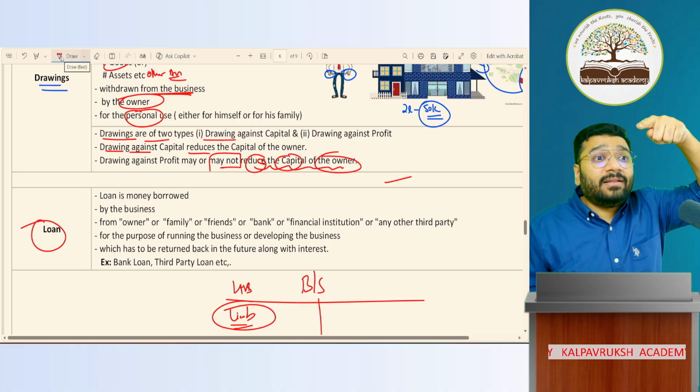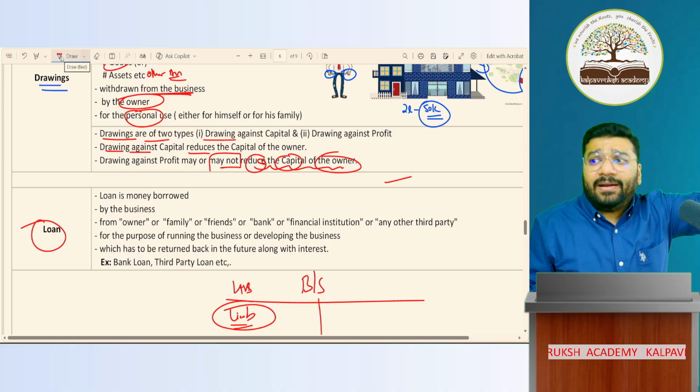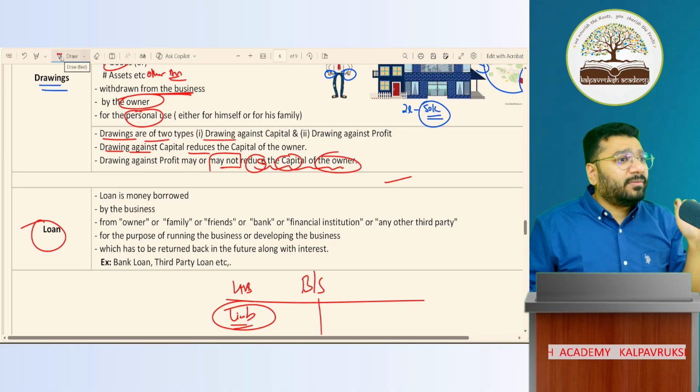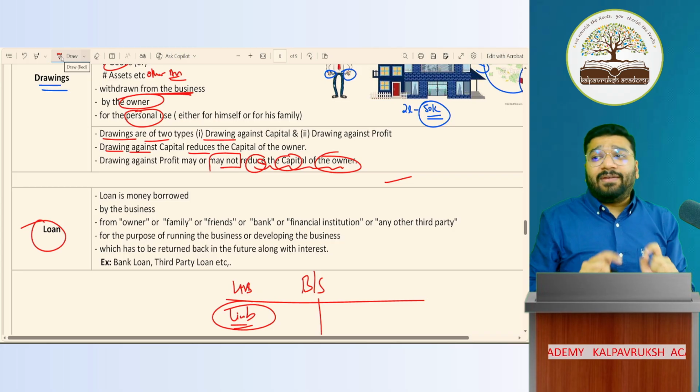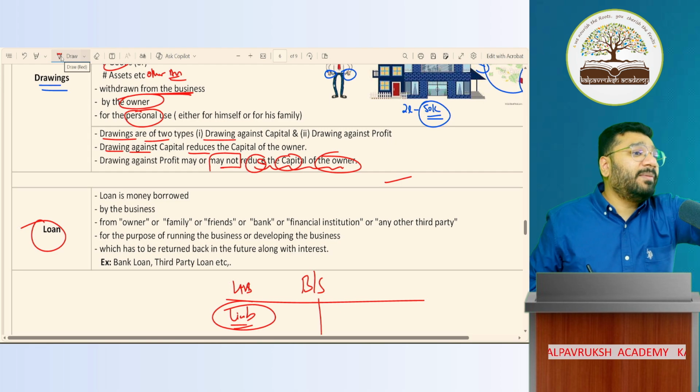You're borrowing the money. The word itself, what? Borrow. Borrow means what? To give it back. From your friend, neighbor. How many times have you borrowed a pen? That's a different story. You never gave it back. So technically that is not borrowing. That is income for the other person.